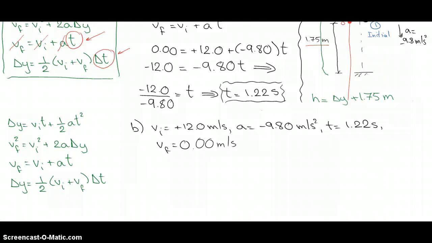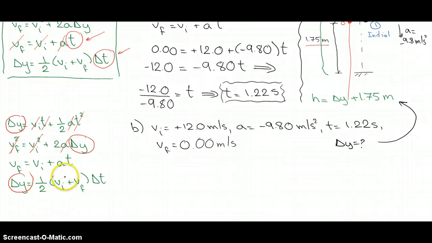Let's take a look at our formulas. The goal is to find delta y, and from it I will later find the height above the ground. So I will identify the ones that give me delta y. The first one, do I have VI? Yes. Do I have the time? Yes. Do I have the acceleration? Yes. I can use this one. Or the second one, do I have VF? Yes. Initial velocity? Yes. Acceleration? Yes, I can also use this one. And I can even use the third one. Your choice. So you choose which one you want to use.